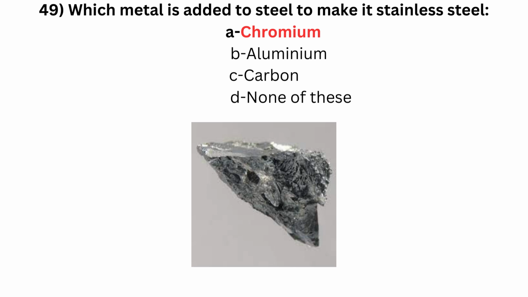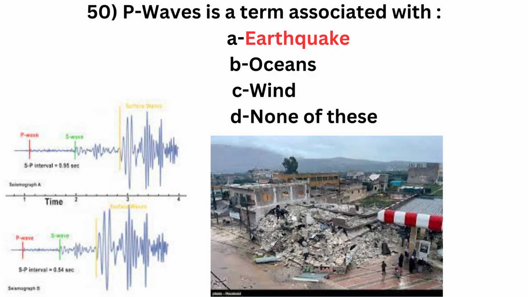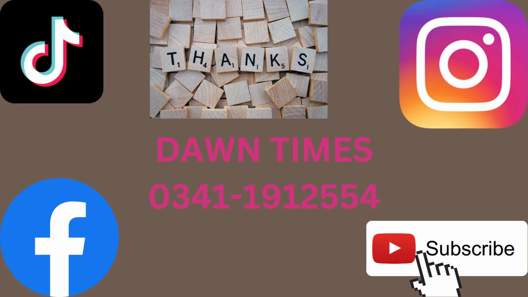And which metal is added to steel to make it stainless steel? So it is chromium. And P wave is a term associated with earthquakes. Just like I said in the previous slide, S wave and P wave are associated with earthquakes.